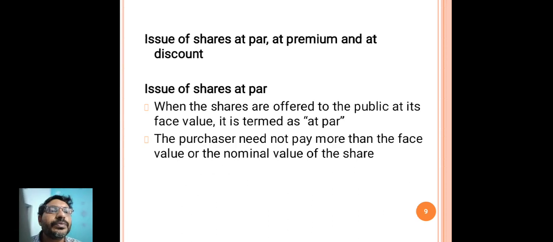Now, issue of shares at par, at premium and at discount. Issue of shares at par: when the shares are offered to the public at its face value, it is termed at par. The purchaser need not pay more than the face value or the nominal value of the share.